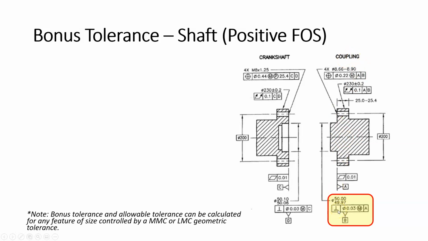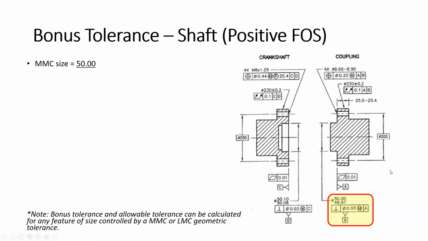Now, I do want you to notice, and I did this on purpose, that we're looking at the bonus tolerance calculation for a feature that is controlled with a perpendicularity tolerance. This just goes to show that you don't need only positional tolerance to calculate bonus tolerance or allowable tolerance; any feature of size works. Here we have a cylinder, a feature of size. The size is 50 millimeters to 49.97 millimeters, and we have a perpendicularity tolerance of 0.03 millimeters at MMC.